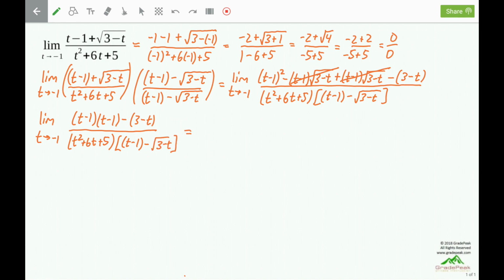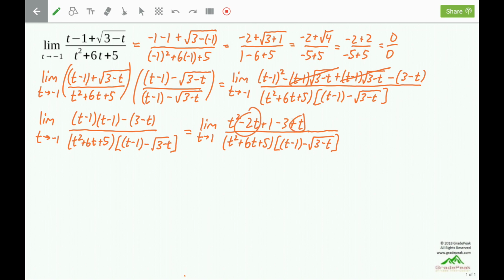Okay, now let's FOIL out in the numerator. So we have the limit as t goes to -1 of t squared minus t minus another t, so minus 2t, and then plus 1. And then distribute the minus sign. We'll have a minus 3, and we'll have a plus t. That'll be divided by this entire denominator, t squared plus 6t plus 5 times t minus 1 minus the square root of 3 minus t. We can combine like terms in the numerator. We have a t term here and here, and we have a constant here and here, and we'll be able to combine those with each other.